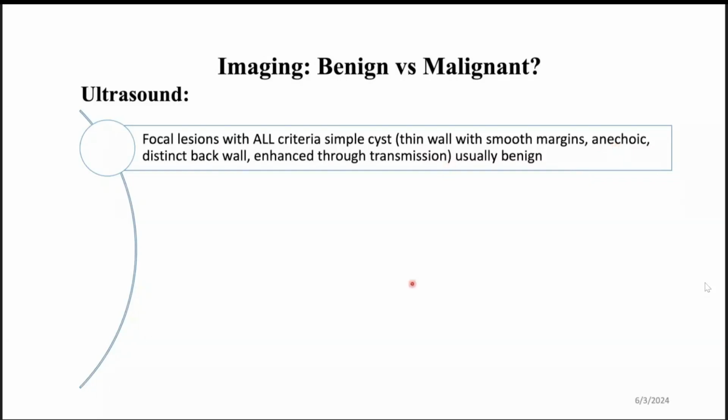Okay, so focal lesions with all criteria of a simple cyst. If the lesion looks like a simple cyst, meaning it has a thin wall with smooth margin and looks completely anechoic, there is no internal echogenicity, completely black. Anechoic means completely black, not dark, but completely black. And there is enhanced through transmission or posterior acoustic enhancement. This usually means it's a benign cyst or a simple cyst.